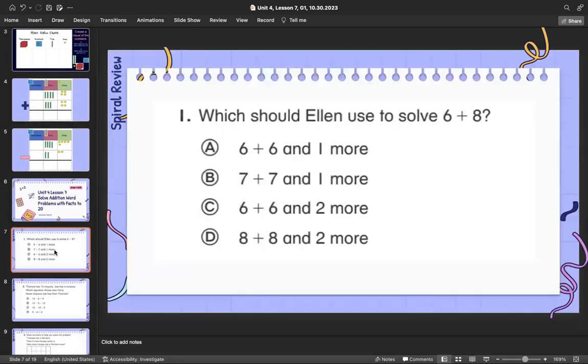The next problem for spiral review, again, we're trying to start eliminating some of the answers that make no sense. So you're going to go in here, solve this problem, and then figure out with your learning coach which is the right answer. So pause and work it out with your learning coach.